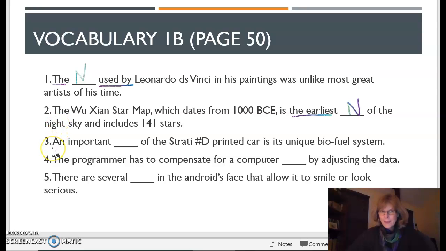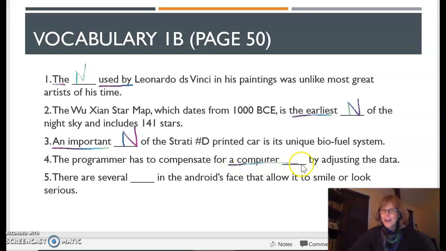Number 3, again I have "an important." I say again because it's an indefinite article and an adjective, and I expect to find a noun that comes after that adjective. Let's look at number 4. Do I have a verb yet? Let's see. The programmer has to compensate for a computer something.